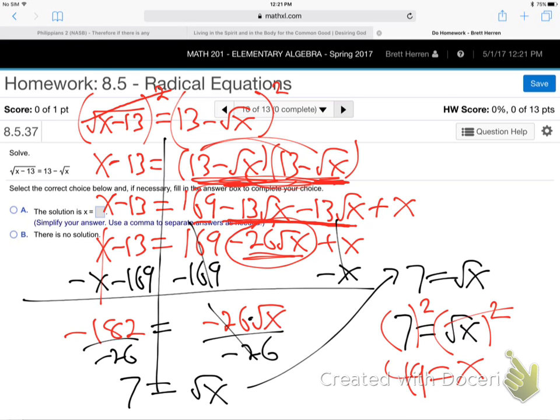Maybe. We have to check it. After all that, we still have to check. So let's check it. It'll actually be an easy check. It will check. It is the right answer.